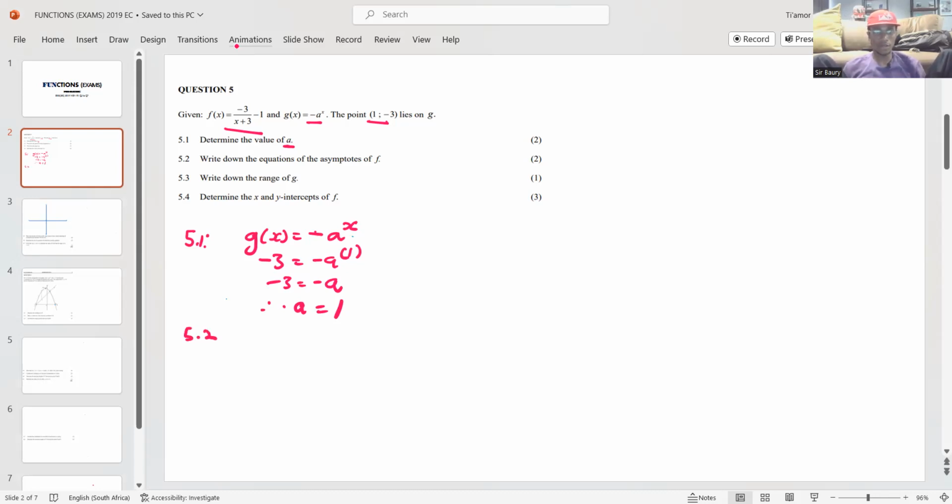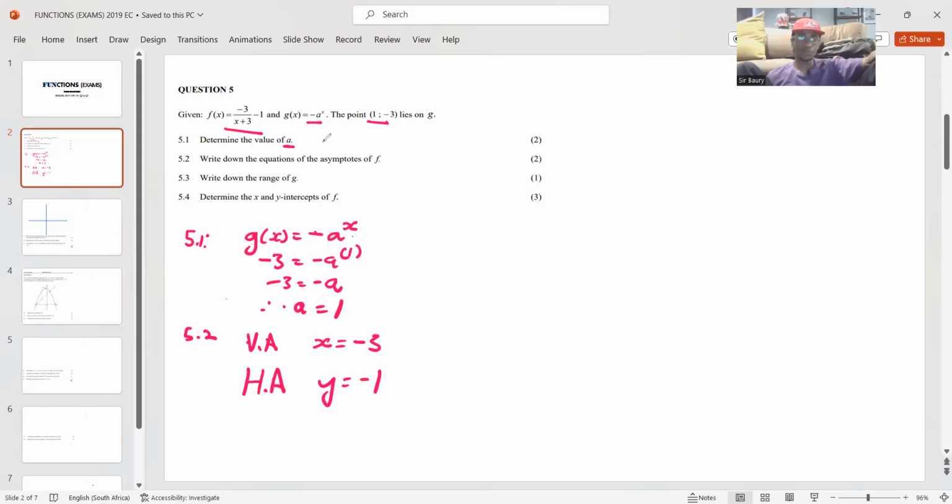Then for the second one, asymptotes. The asymptotes of the hyperbola, right? So we have the vertical asymptote as well as the horizontal asymptote. The vertical one is the values of x. So this is what you do. You're going to say x is equal to negative 3, and then for the horizontal, you have y being equal to negative 1. So this is how we obtained the asymptotes.